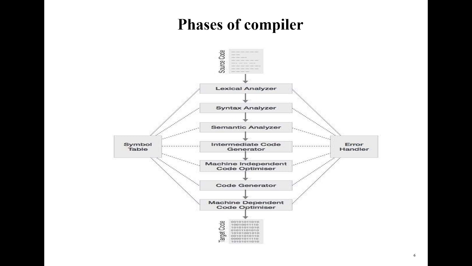So, first we'll see the phases of compiler. There are 6 phases of compiler: lexical analyzer, syntax analyzer, semantic analyzer, intermediate code generator, machine independent code optimizer, code generator, machine dependent code optimizer. The input to the phases of compiler is the source code and the output is the target code. The two pillars of our compiler are the symbol table and the error handler.